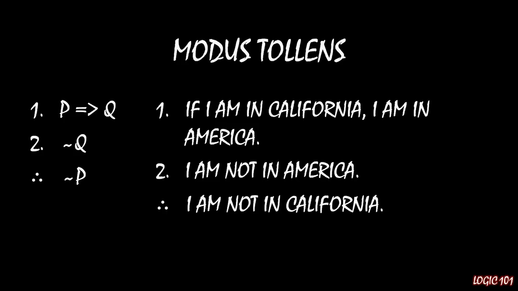And finally, if I am in California, I am in America, and I am not in America. Well, if I'm not in America, then I can't possibly be in California, because being in California requires me to be in America. So as a result, we can conclude that I am not in California based off of those two premises and using modus tollens.